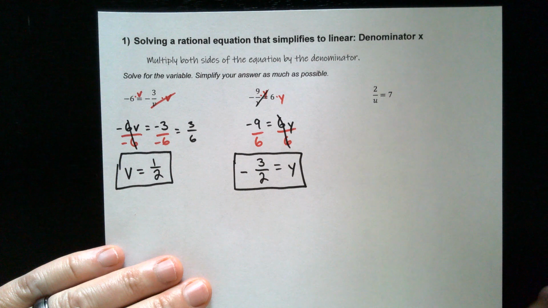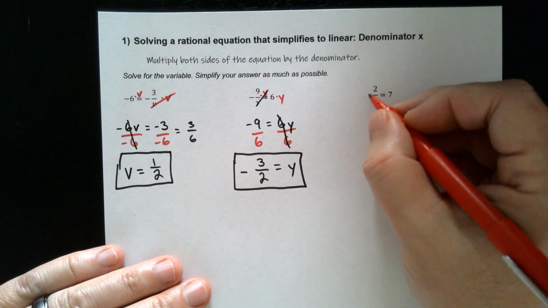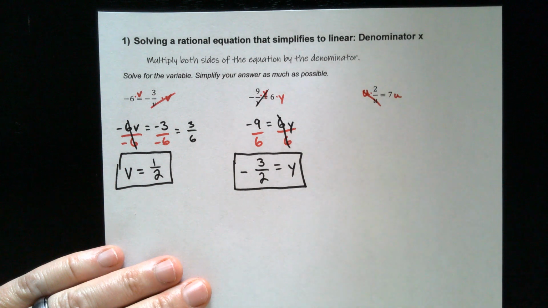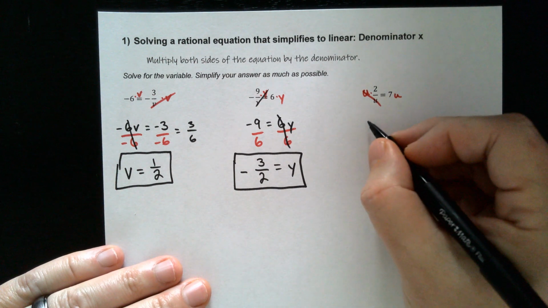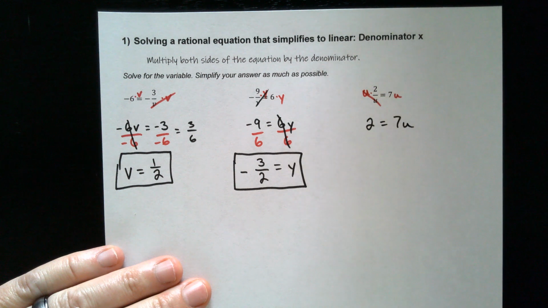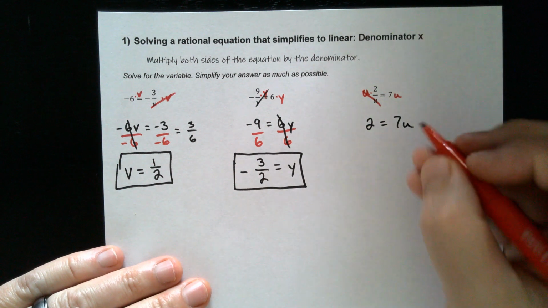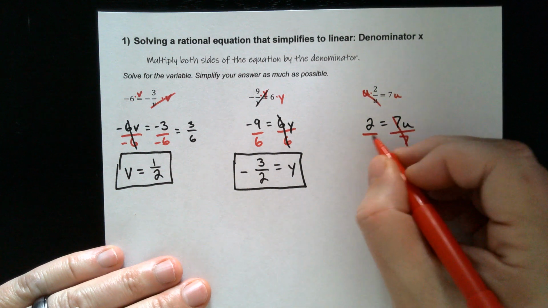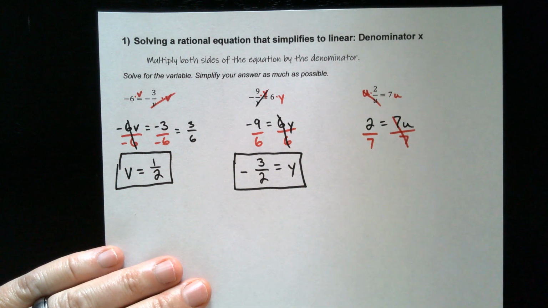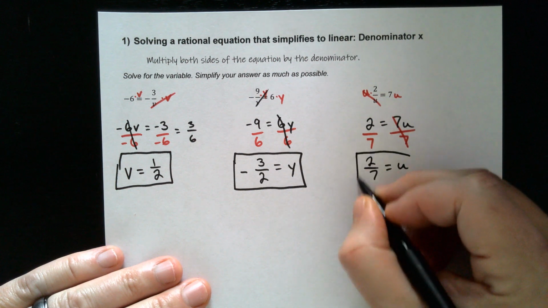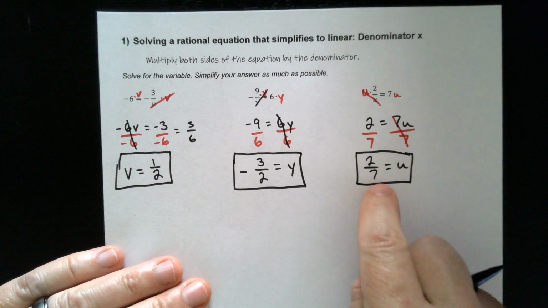Okay, we got this last one over here. It's got 2 over u is equal to 7. So I multiply by u on both sides. It'll make that cancel. And that gives me 2, because the u's are gone, equals 7u. Now that I've got rid of the fractions, I can get rid of the 7 by dividing it, which will make it cancel. Do it to the other side. And we get 2 over 7 is equal to u. Keep in mind that's the same thing as u equals 2 over 7.